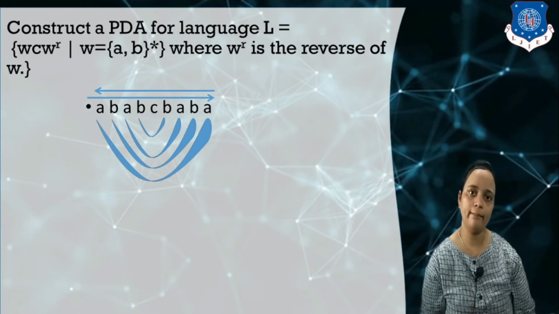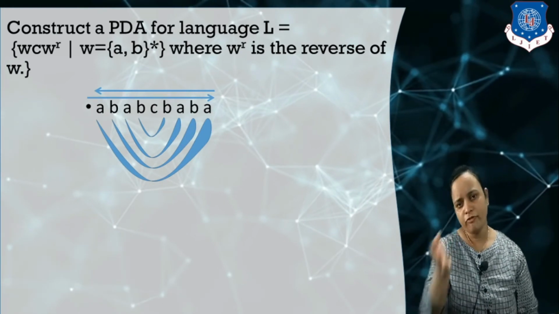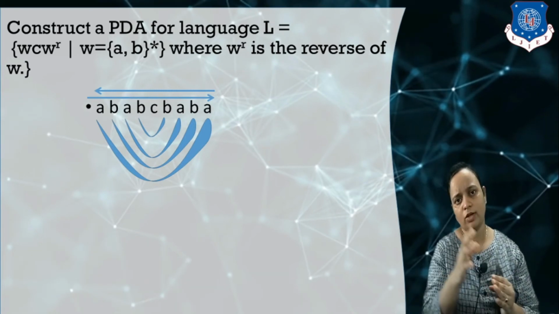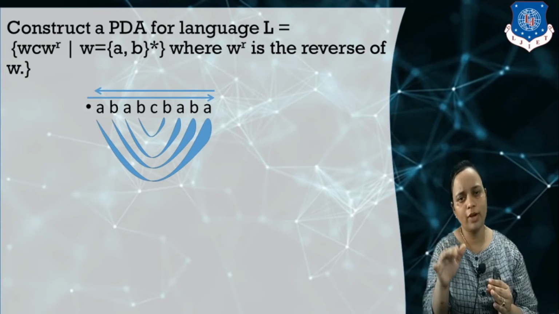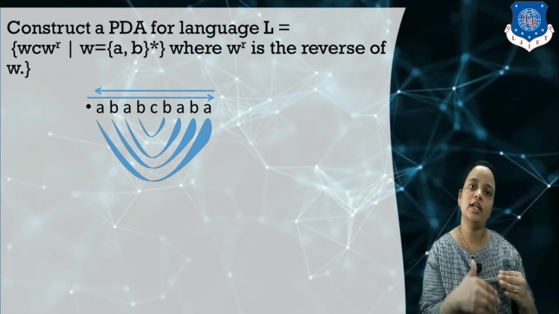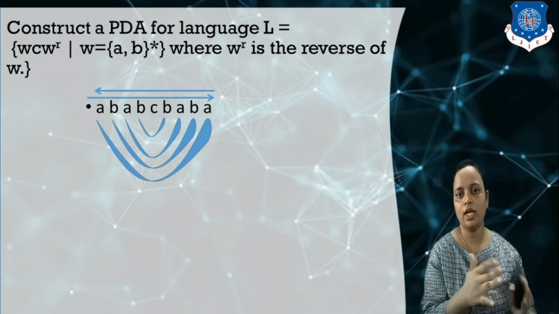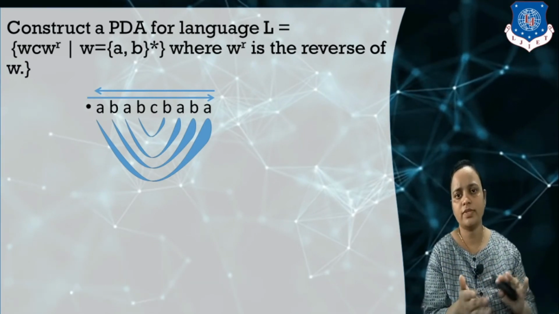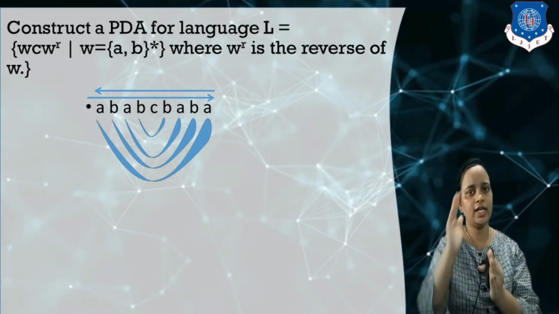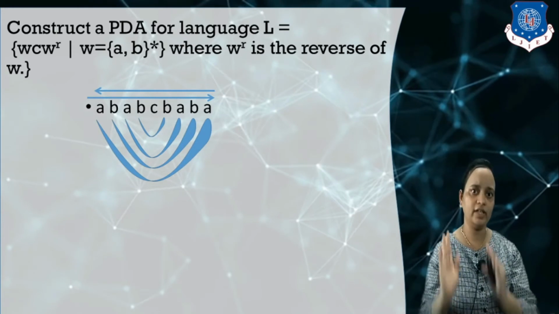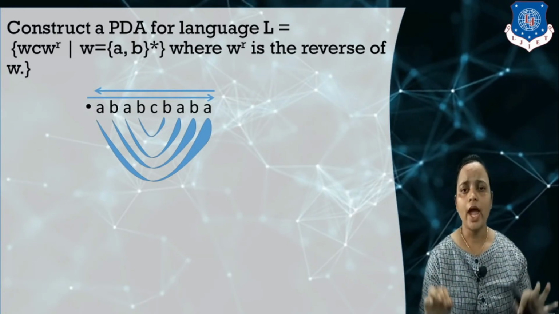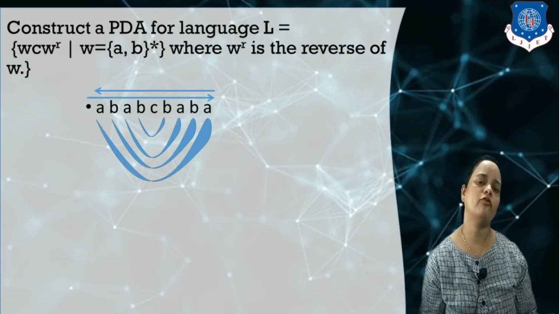For this example, before C, is there any order mentioned? They mentioned W belongs to (a, b) star, which means any order can come: B before A, or after A, B comes, any order. But the condition is that after C, the reverse must be contained. If it is contained, it is a valid string.